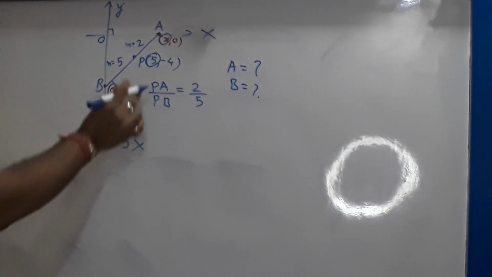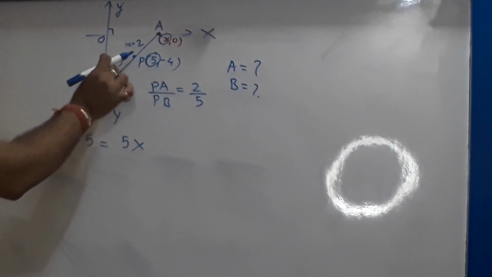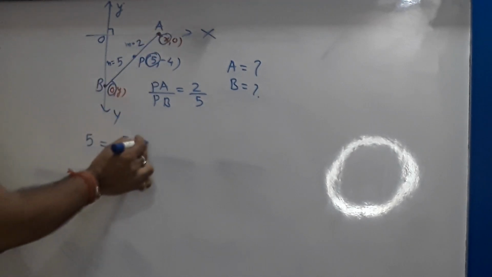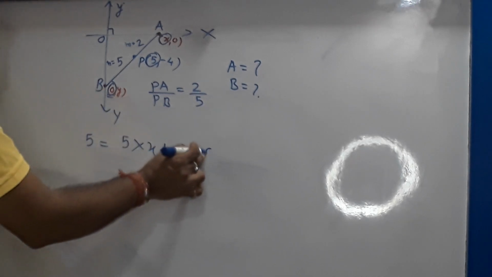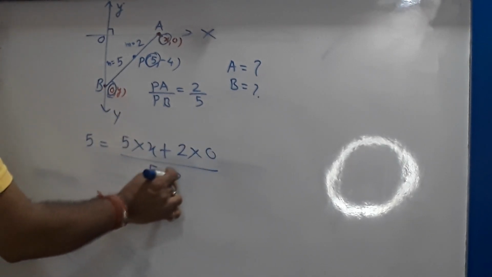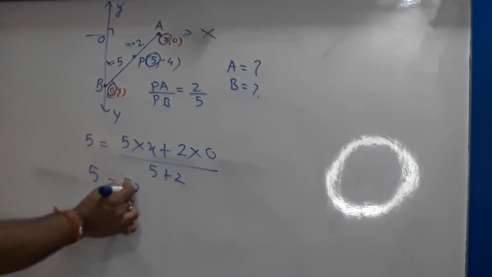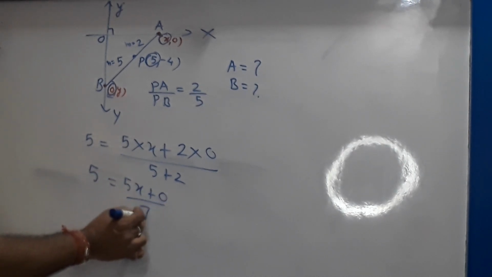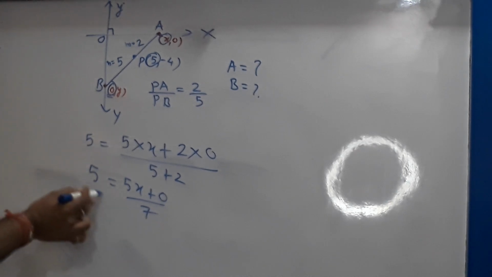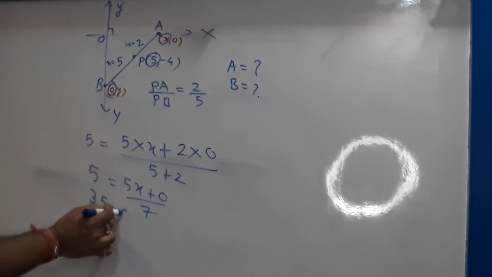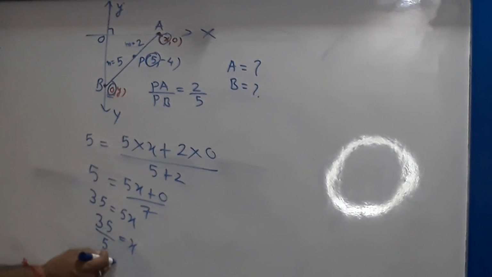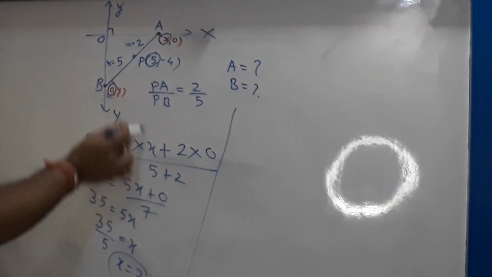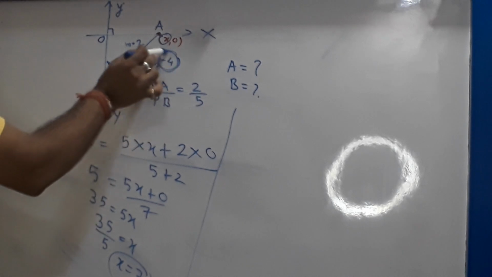The first coordinate of P, 5, is equal to ratio 5 multiplied by this, 5 into x, plus ratio 2 multiplied by this coordinate, 0, upon 5 plus 2. So 5 is equal to (5x plus 0) upon 7. Cross multiply, 7 times 5 is 35. 35 is equal to 5x. So 35 divided by 5 is equal to x. So the x value is 7.